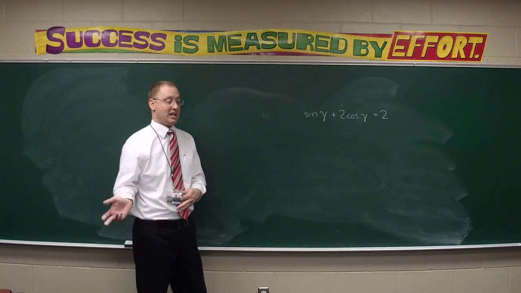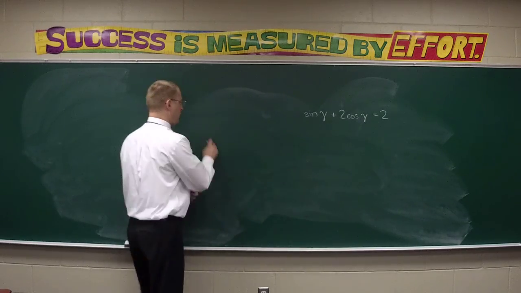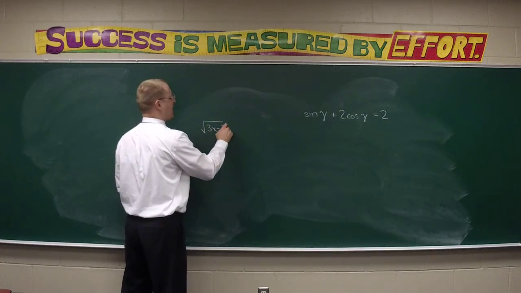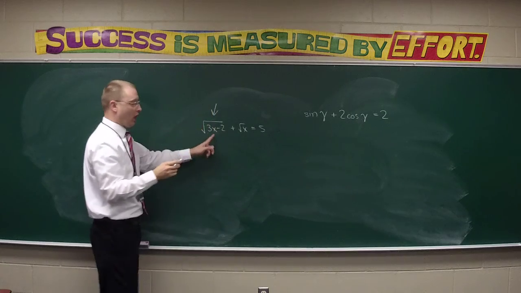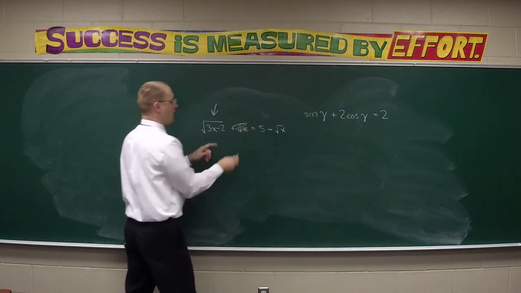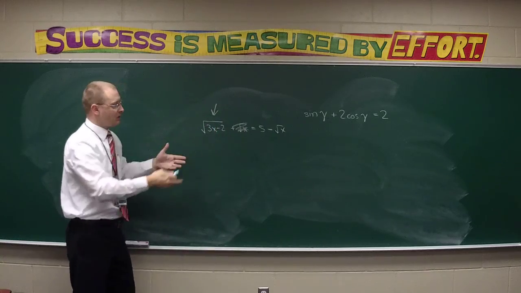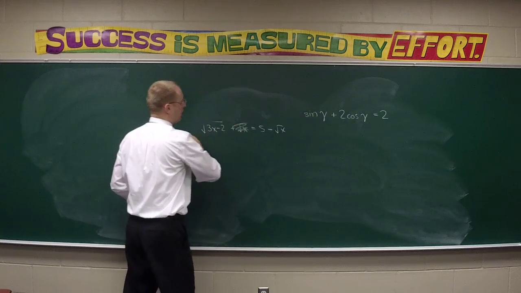Not isolate the radical, but isolate a trig function, square both sides. Remember, I used to say isolate the ugliest radical. Like if I had the square root of 3x minus 2 plus the square root of x equals 5, I say this radical's uglier. Isolate that one. Get it all by itself, then square both sides. Well, of the trig functions, there is an uglier one. Which one's uglier? The 2 cosine.